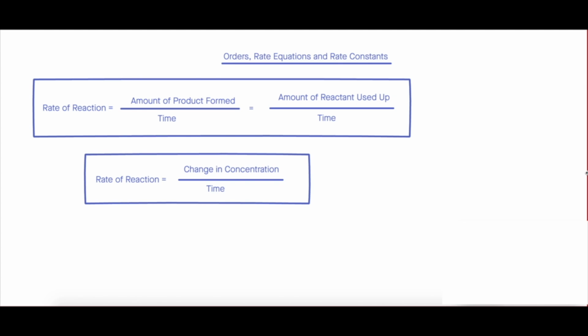Rate of reaction is equal to change in concentration over time. Or you can just say that the rate of reaction is the change in concentration of a reactant or product per unit time. And the units for this are moles per dm cubed per second, seconds to the minus 1. So that's the units for the rate of a reaction.